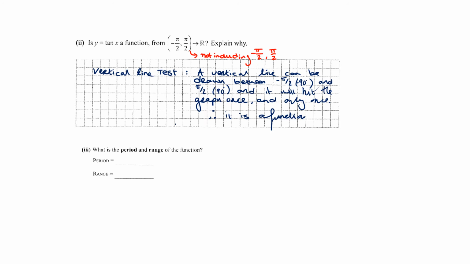So next it asks, what is the period and range of this function? So the period of the function is how often it repeats, so that's 180 degrees, or if you want to work in radians, it's pi. And the range, it goes from minus infinity to infinity. Remember, when you're using infinity, we always use the round brackets to show that infinity is not included.